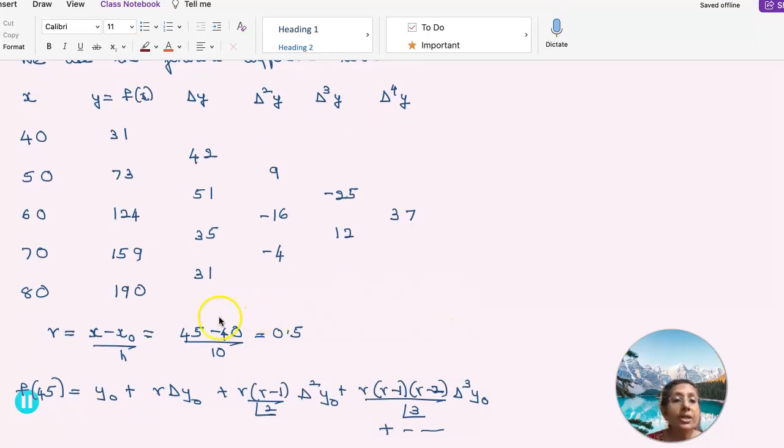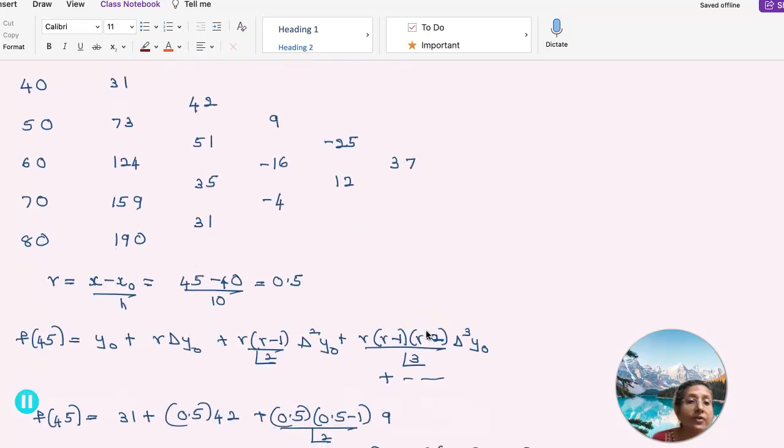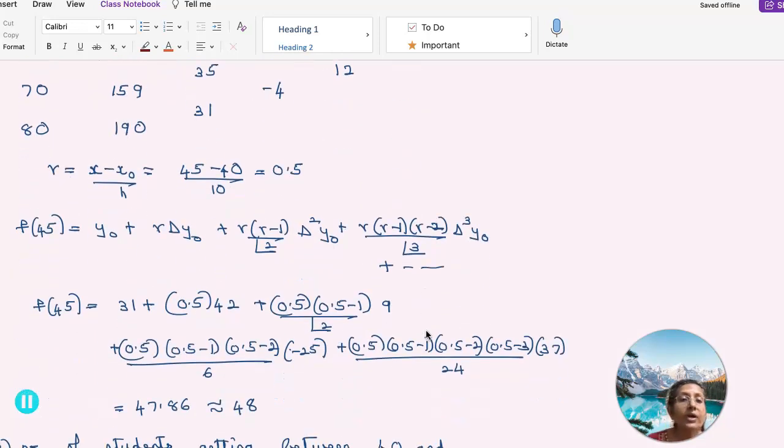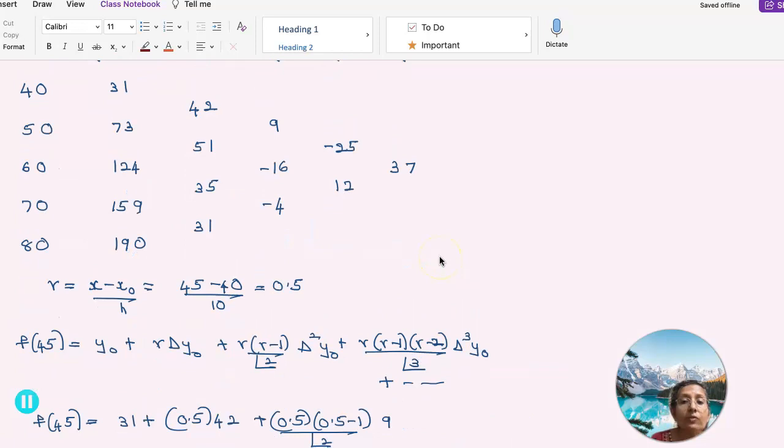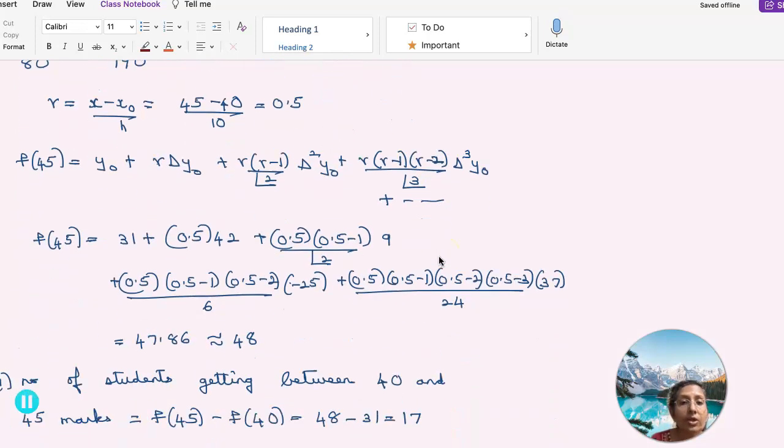So r is (x minus x naught) by h, that will be (45 minus 40) by 10. h is 10, so it is 0.5. Now f of 45 will be y naught plus r del y naught plus r into (r minus 1) by 2 factorial into del squared y naught plus r into (r minus 1) into (r minus 2) by 3 factorial del cubed y naught. We go on up to del raised to 4 y naught here.